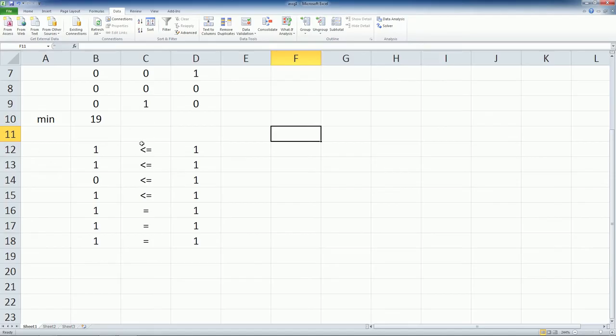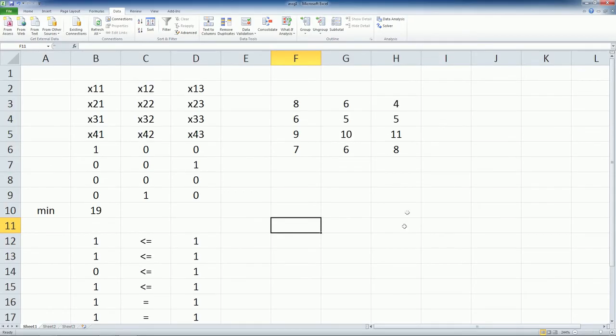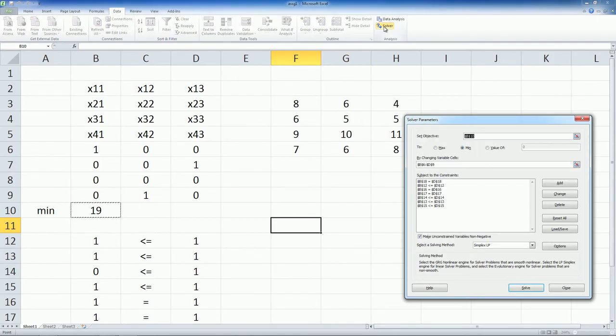The job constraints are inequalities, it goes to a maximum of 1. So let me again set it up on the solver, which I have already done. The objective function is to minimize the total cost, which is given by B10. So the objective function will be 8 into 1 plus 6 into 0 plus 4 into 0 and so on. The values of the variables vary from B6 to D9, which are given here.